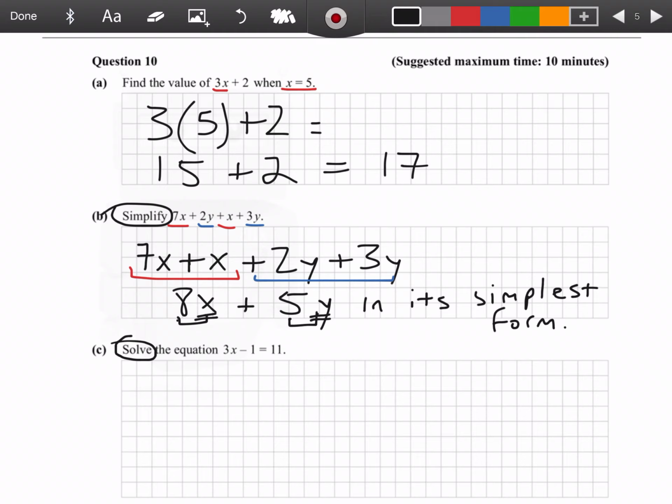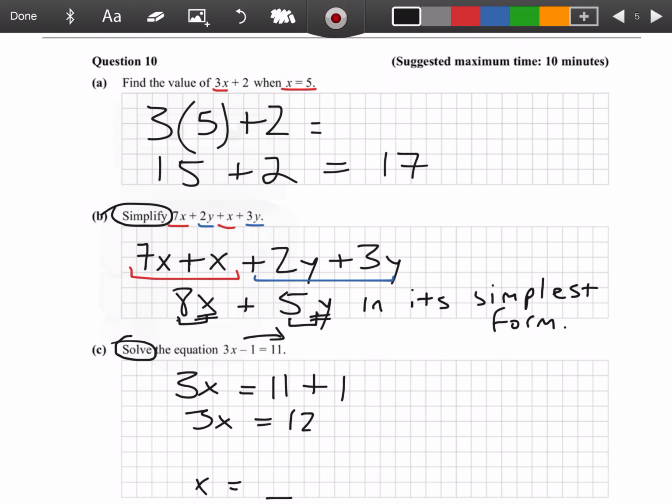Last part of this problem then. Solve the equation. 3x minus 1 is equal to 11. So again, I want to have x equals a number at the end. So I'm going to keep x's on the left, and I'm going to bring all my numbers to the right hand side. So 11's over there already. I bring that minus 1 over, it's going to become plus 1. So I then have 3x is equal to 12 because 11 plus 1 gives me 12.